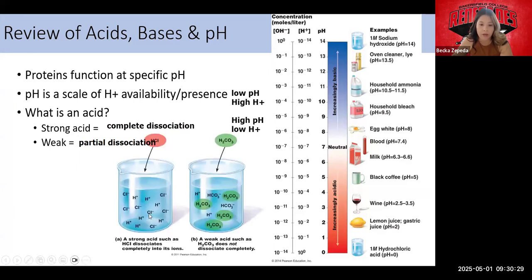Here's the example. Hydrochloric acid is a strong acid because it does completely dissociate. It's made up of a hydrogen ion and a chloride ion, and they completely separate from each other in solution. The other example we gave was carbonic acid. Carbonic acid has two hydrogens to give, but when it dissociates in solution, it only releases one of those hydrogen ions, and the other hydrogen ion stays attached on that bicarbonate ion. So it has two hydrogens to give, but it only releases one of them, so we consider it a weak acid.